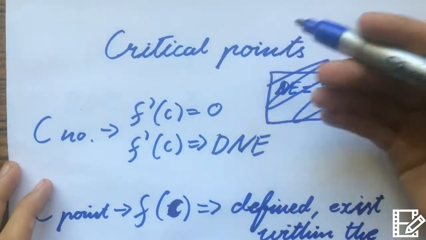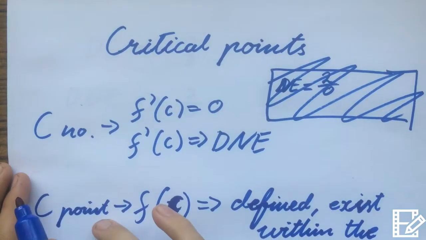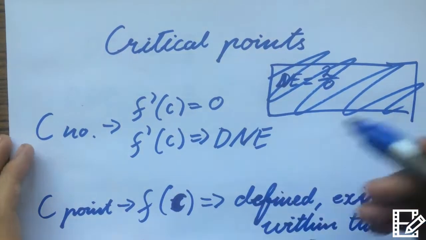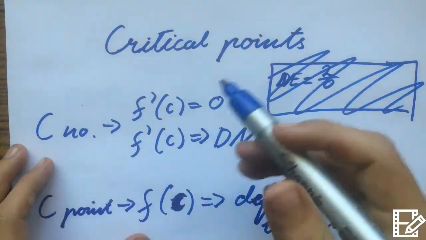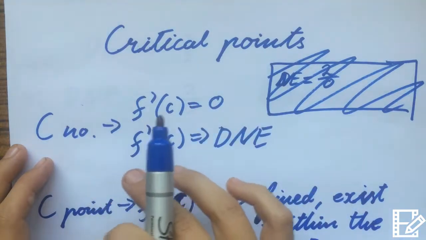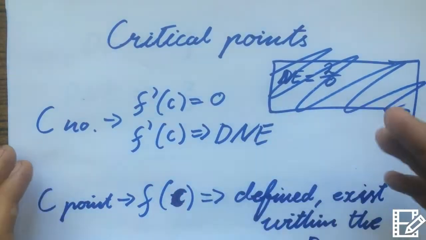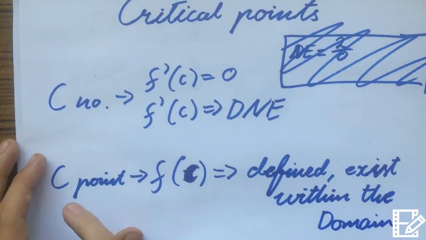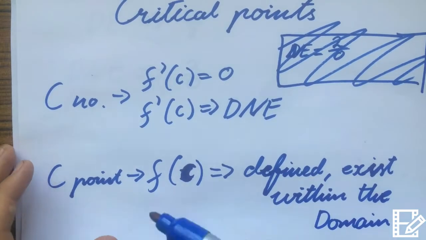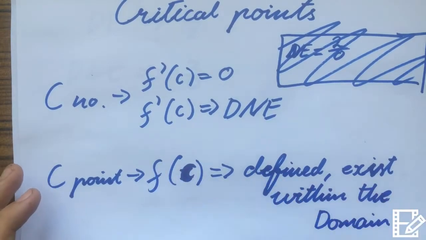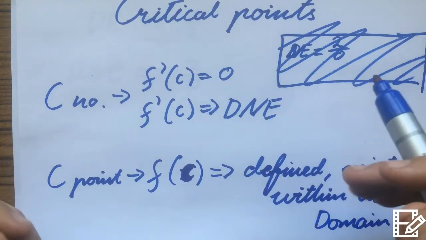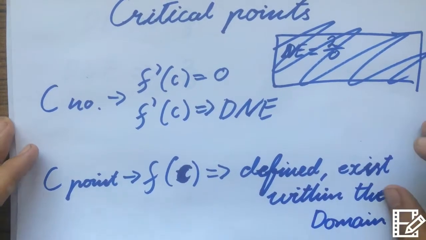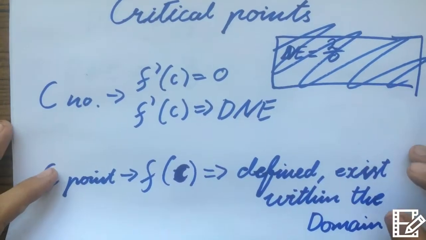But critical points, to find them, you find a critical number, then you use the critical number to see if it is a point. To find the critical number, you set the derivative to 0, or you set it to being undefined, does not exist. And then once you have that number, you sub that back into the original function and find out whether it is defined, which means it exists within the domain. If it is defined, then it's good. That means it's a critical point. If it's not defined, then it's not a critical point. It may be a critical number, but it's not a critical point.